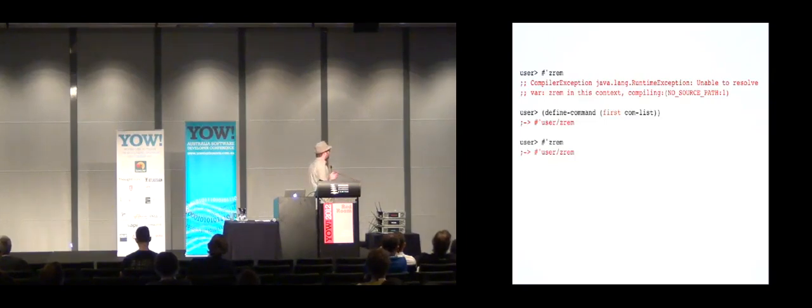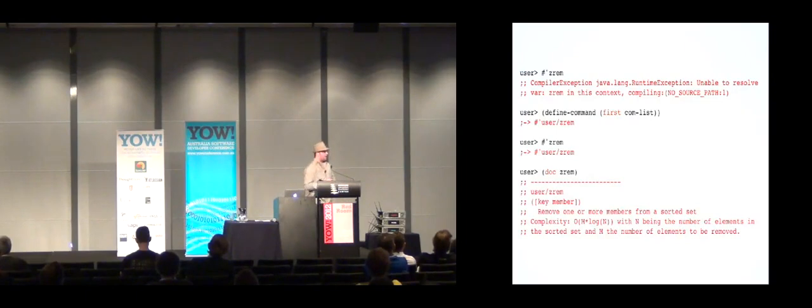So the next step is, what happens? Let's call doc on that function. Now we have a function defined with the right arguments and the doc string. Remember, we have that doc string that was there. So now our macro is transformed into something useful.